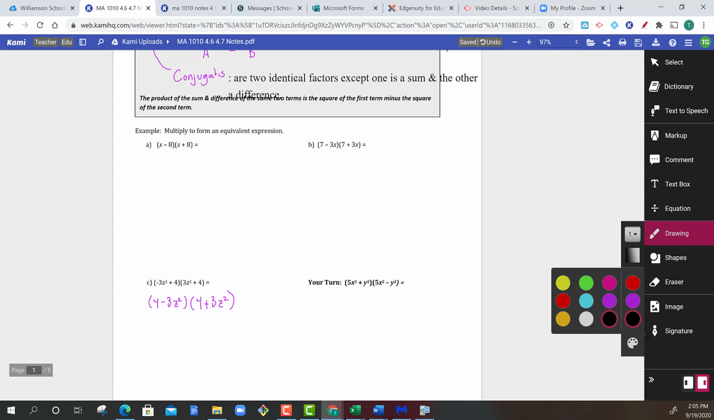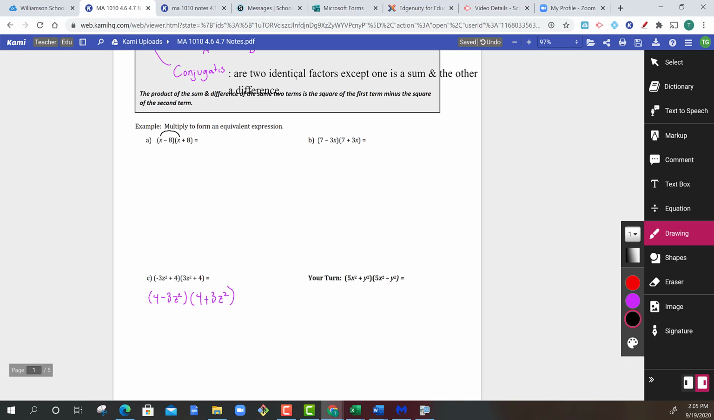So let's do one of these the long way and the rest the short way. So part A, those are conjugates. So I'm going to distribute the x. X times x is x squared. And x times positive 8 is positive 8x. And then I'm going to distribute the negative 8. So negative 8 times x is negative 8x. Negative 8 times positive 8 is negative 64. So every single time you multiply conjugates together, those inside terms cancel out. And we're left with x squared minus 64.